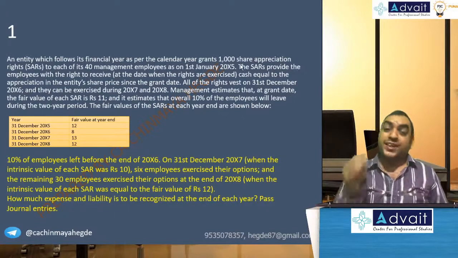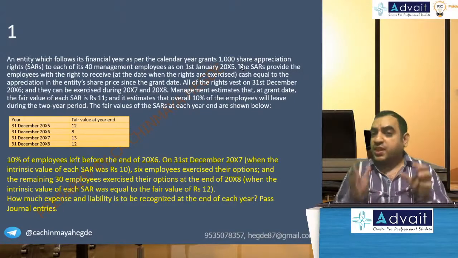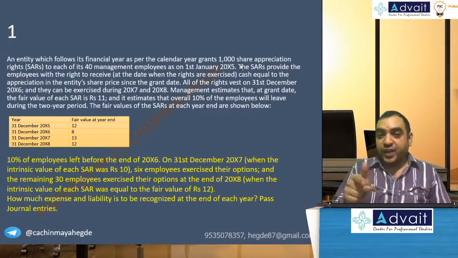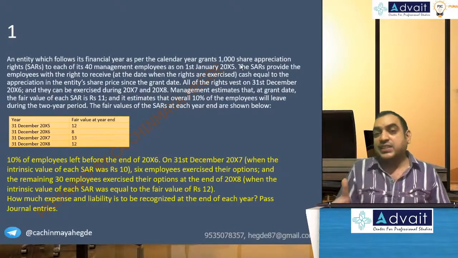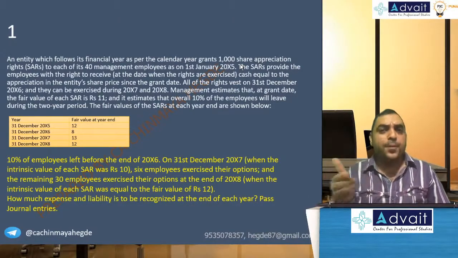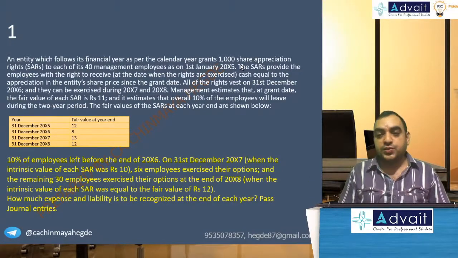So this is a case of SAR, stock appreciation right, which means this is a case of a debt element. What is the basic difference between debt element and equity element? In debt element, the fair value at the end of every reporting period is changed. Whereas in equity option, whatever the fair value on the grant date is continued without remeasurement. But in both cases, the number of employees may change depending on the management estimations.